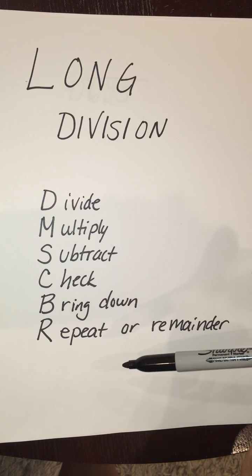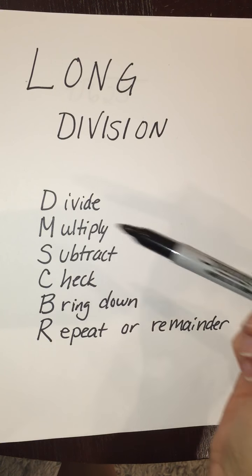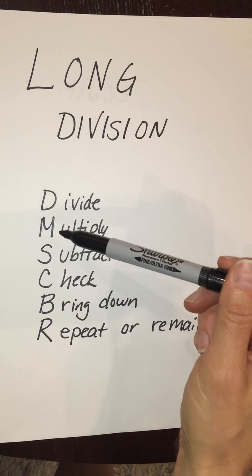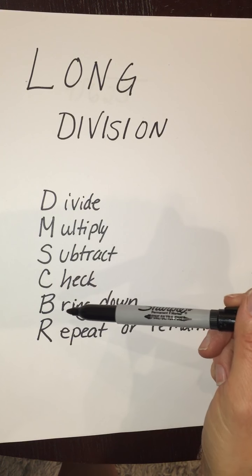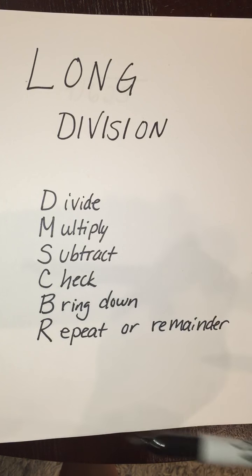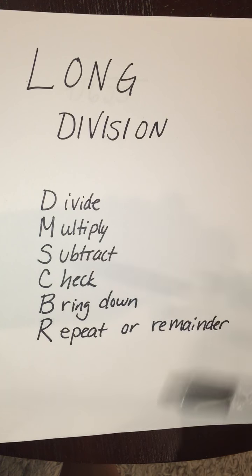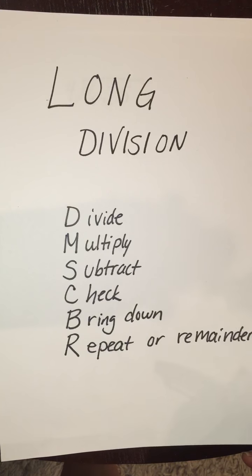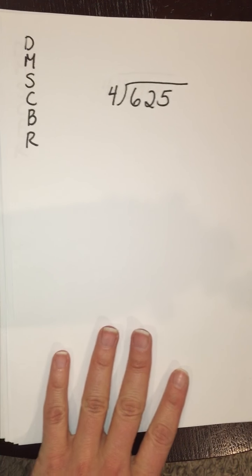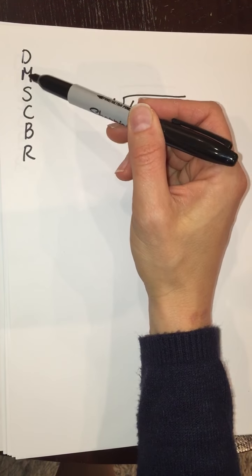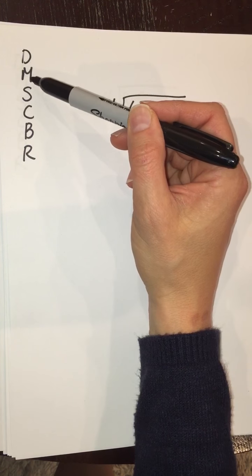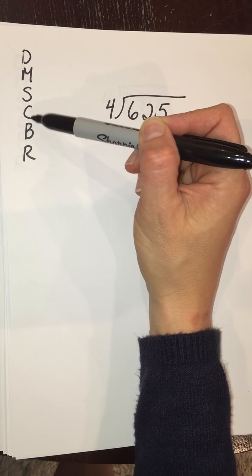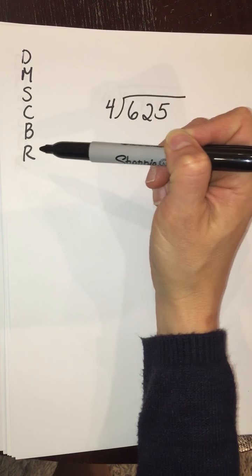To help you remember all these steps, a lot of your teachers taught you a mnemonic device. The D can stand for dad, M can stand for mother, S can stand for sister. You guys didn't do C. B can stand for brother, and R can stand for rover. Hopefully that sounds familiar and you can remember some of those steps from last year. We're going to use those steps to help us solve some long division problems. As you can see off to the side, I just put the first letter of each of those words to help me remember what to do: divide, multiply, subtract, check, bring down, and then remainder or repeat.